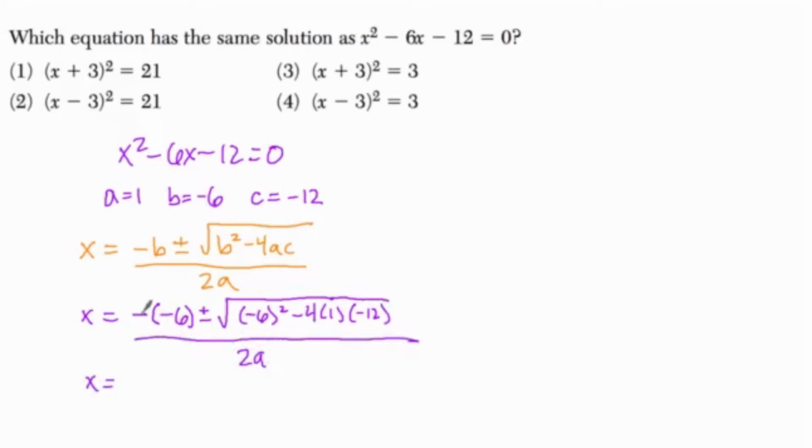So we can say that x equals the opposite of -6, which we know is just 6, plus or minus the square root of -6 squared, which is -6 times -6, which is +36. And then we have this product here. We have a -4, a 1, and a -12, and we're multiplying those all together. So it's -4 times 1 times -12, which is -4 times 1 is -4, times -12 is +48. And that's all divided by 2 times a, which is 1.